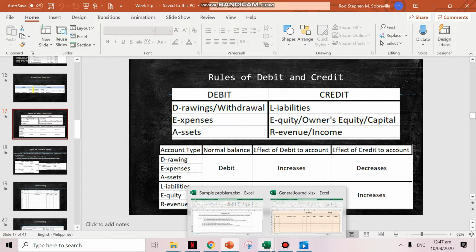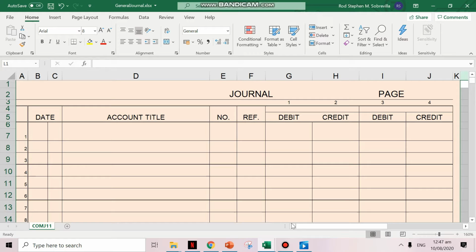So, now let's journalize. First, kumuha kayo ng general journal. Kung gusto nyo, sundan na. Pero it's okay lang kung hindi.